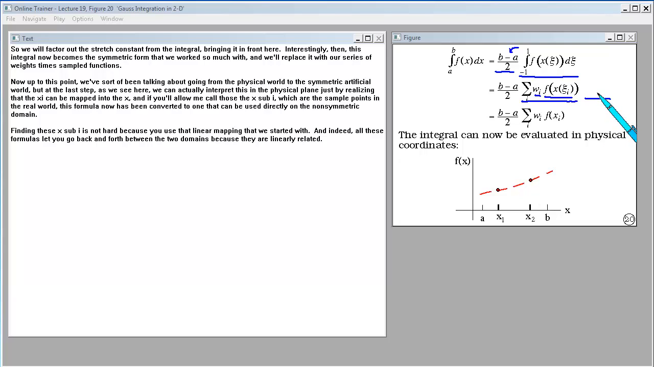going from the physical world to the symmetric artificial world, but at the last step, as we see here, we can actually interpret this in the physical plane just by realizing that the c can be mapped into the x, and if you allow me to call those the x sub I, which are the sample points in the real world, this formula now has been converted to one that can be used directly on the non-symmetric domain. Finding these x sub I is not hard because you use that linear mapping that we started with. And indeed, all these formulas let you go back and forth between the two domains because they're linearly related.